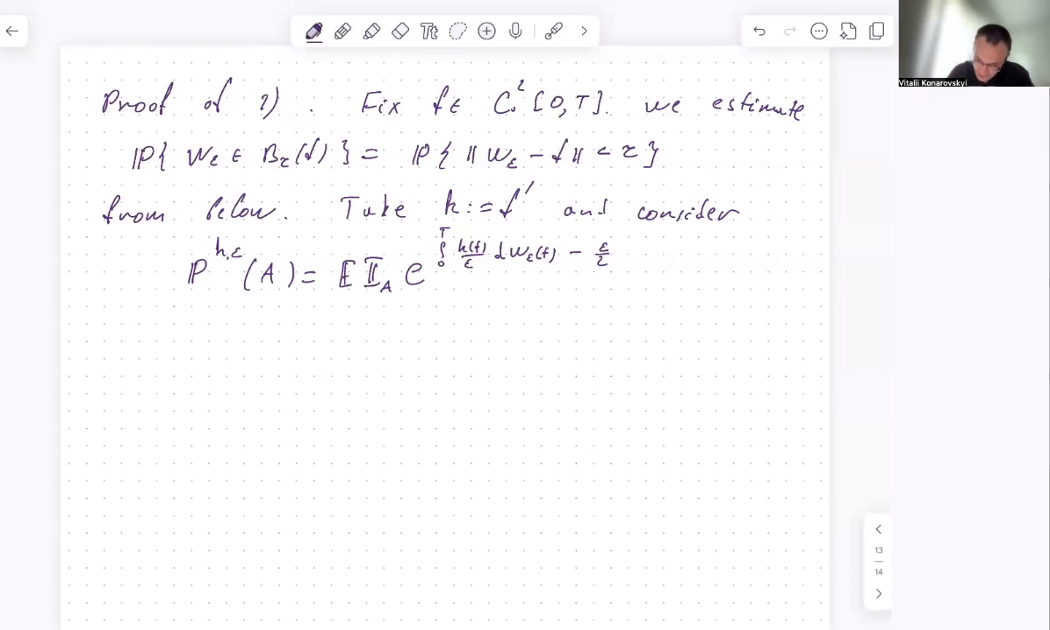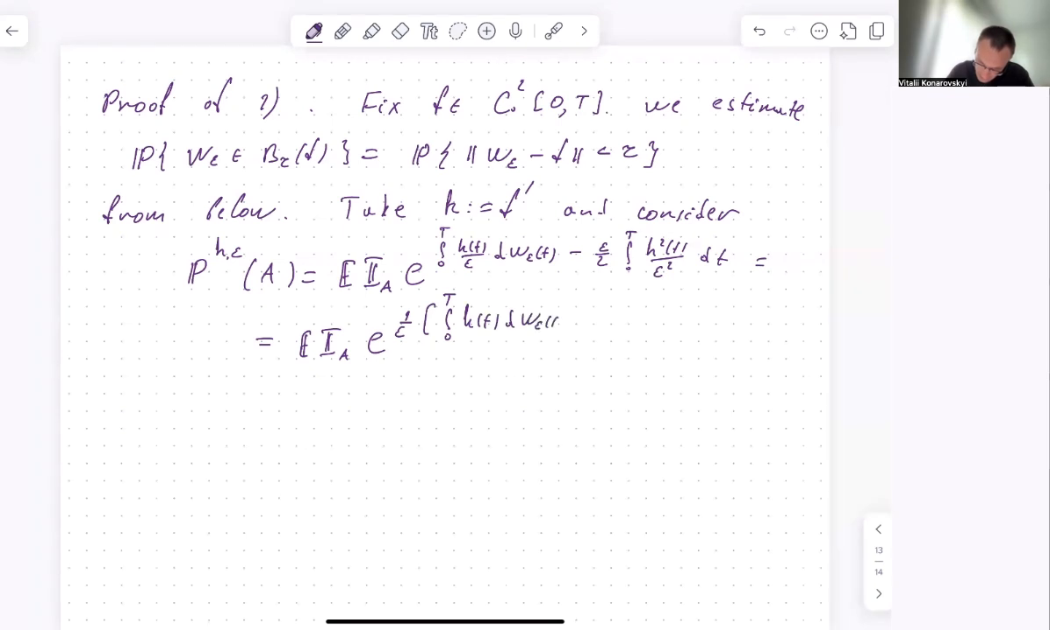So it is diffusion rate epsilon divided by 2. But our function here is not h, but h divided by epsilon. I will explain the reason in a moment. So therefore here epsilon squared dt. And then you can continue, just move that epsilon outside. You see that it is the expectation of indicator A, 1 over epsilon times the integral from 0 to t of h(t) dW^epsilon(t), minus 1 over 2 times the integral from 0 to t of h squared of t dt.